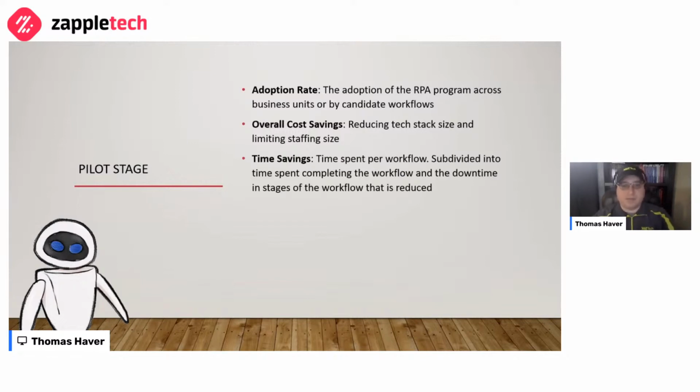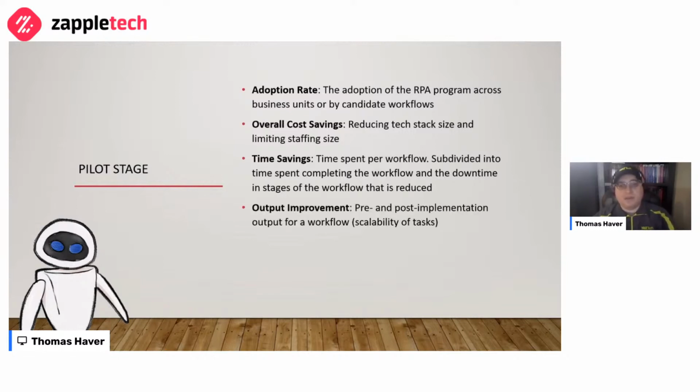And that's where we go into time savings. So the time spent per workflow. We want to look at the time that you spent completing that workflow and the downtime and stages of the workflow that is reduced. Going back to one of my earlier examples, you have a three-day long pipeline to complete mortgage loan origination. A lot of that is downtime where you're reaching out to third parties for approvals. I want to have a bot sitting there as a listener, waiting for that response and then continuing through, rather than a human waiting for that and maybe checking on it at a later point in time. It ends up taking longer for the human to do it versus a bot that is constantly listening.